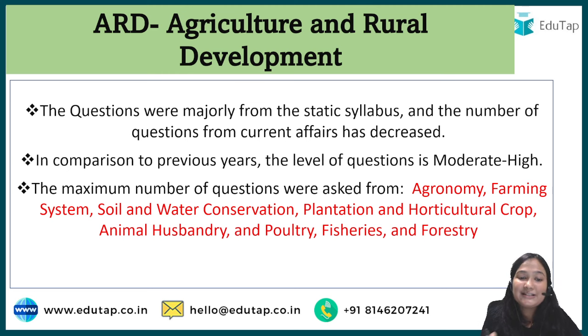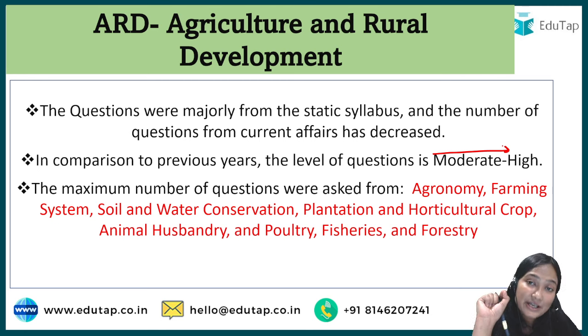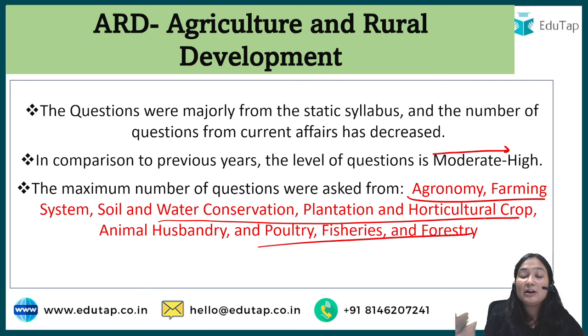Coming to the ARD, the basic understanding is that major questions will always be from ARD static, not ARD current. ARD static questions will come. Now if I compare, the questions are going above moderate. Earlier questions were easy to moderate, now the level is getting increased. More questions of higher difficulty are coming, but we will have to keep that in mind and prepare accordingly. Still the good news is that maximum syllabus still comes from the most important 7 chapters that you can see here, and I'll also discuss.